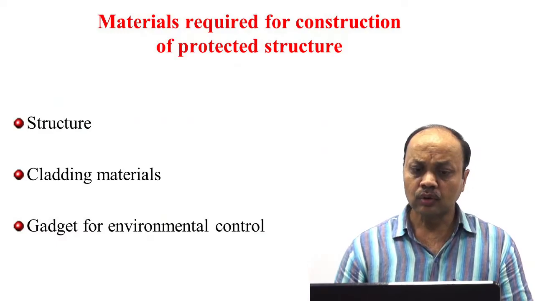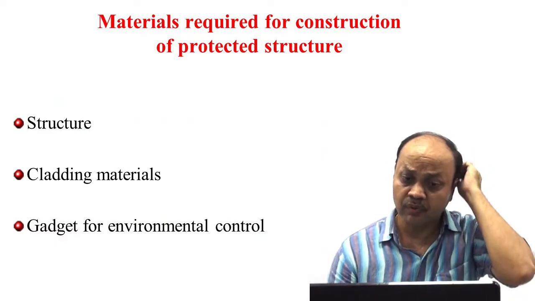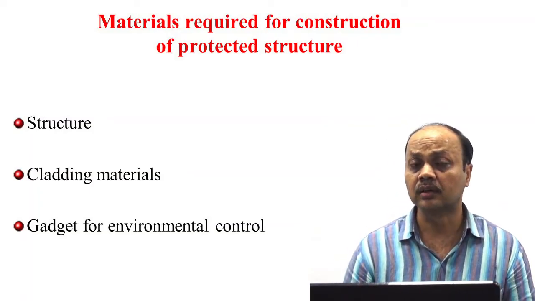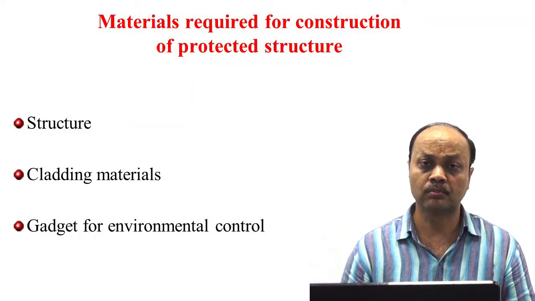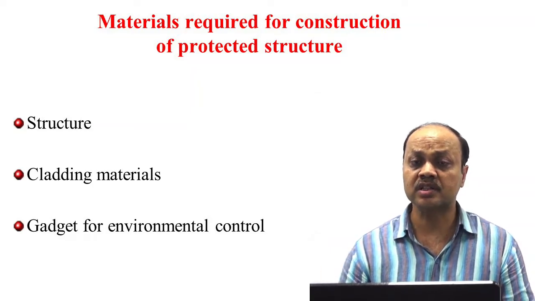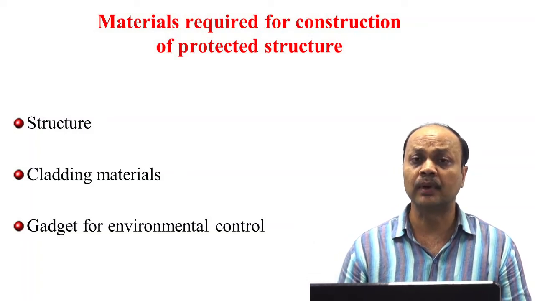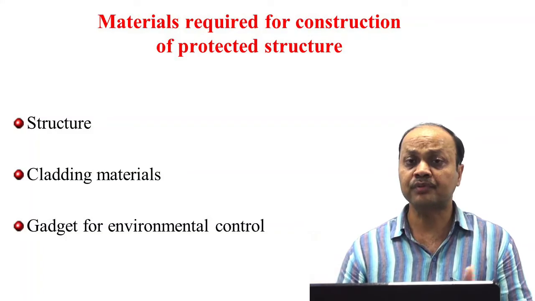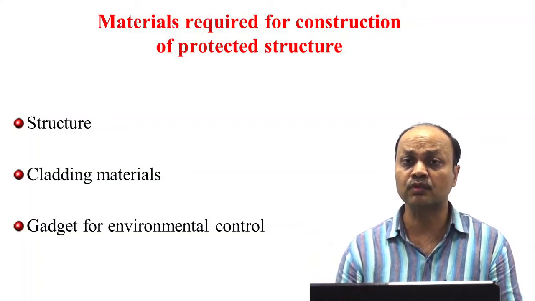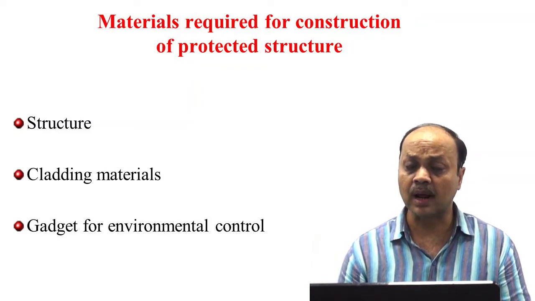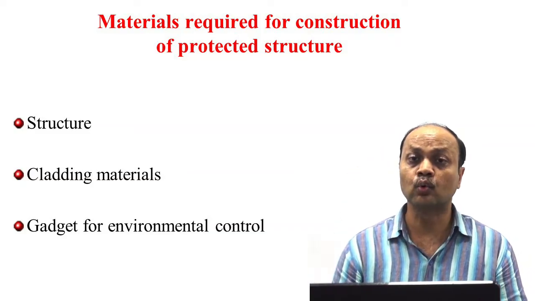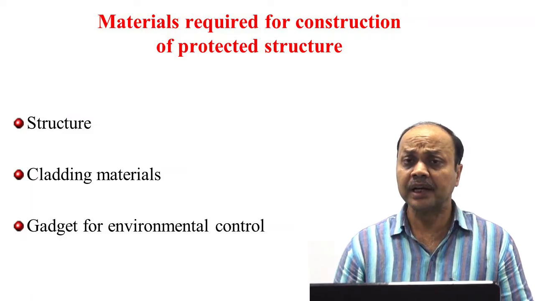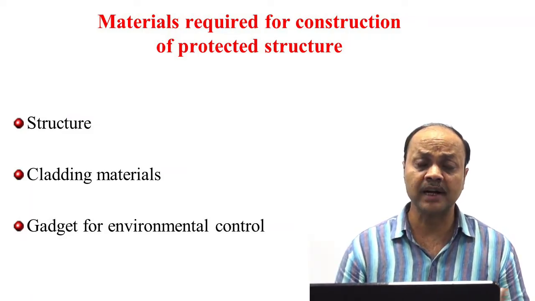Normally, in any protected structure, the first material required for construction is the structure itself. We can construct the structure from different materials, like bamboo, pipe or GI pipe. First you have to construct the frame. Second is the cladding material; in the case of shade net, it is shade net material. For the same frame, if you change the cladding material, the structure will function in a different way. Apart from that, the gadgets for environment control are most important. So first is the structure, second is the cladding material, third is the different gadgets: gadgets required to cool the greenhouse, to heat the greenhouse, to control the CO2, and to maintain the soil temperature.